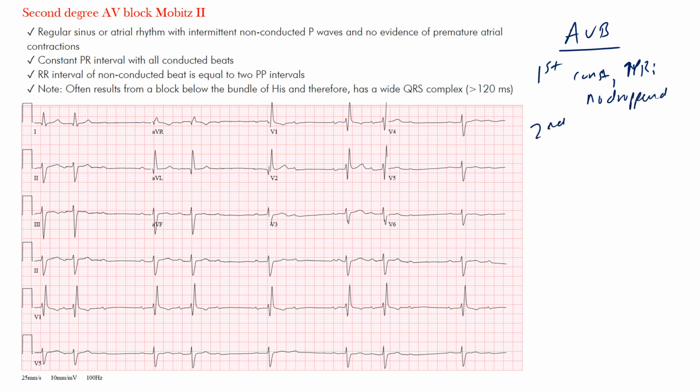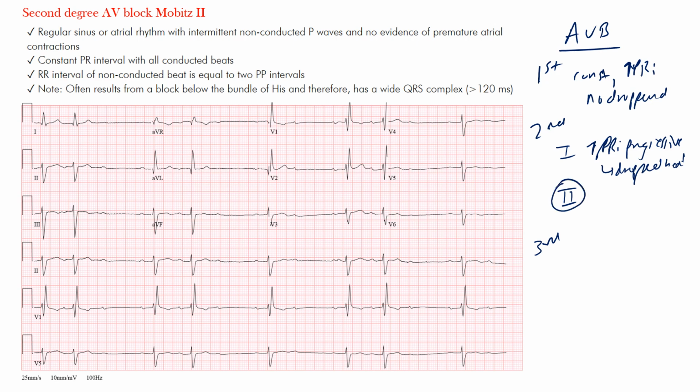Now we have second degree AV block, and we looked at 1, 2, and then eventually we'll look at third degree or complete heart block, but we won't do that here. Now in second degree type 1, we had a progressive increase in the PR interval until you had a dropped beat, and that pattern would then repeat itself. So remember: longer, longer, drop, that's a sign of Wenckebach, that's type 1.